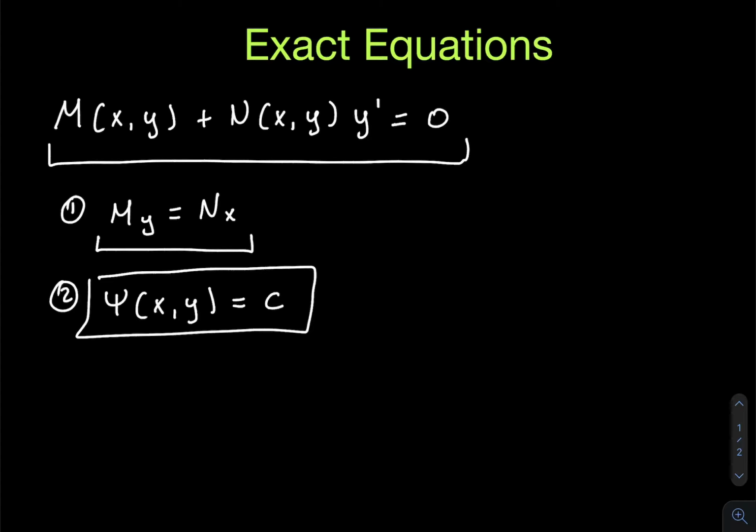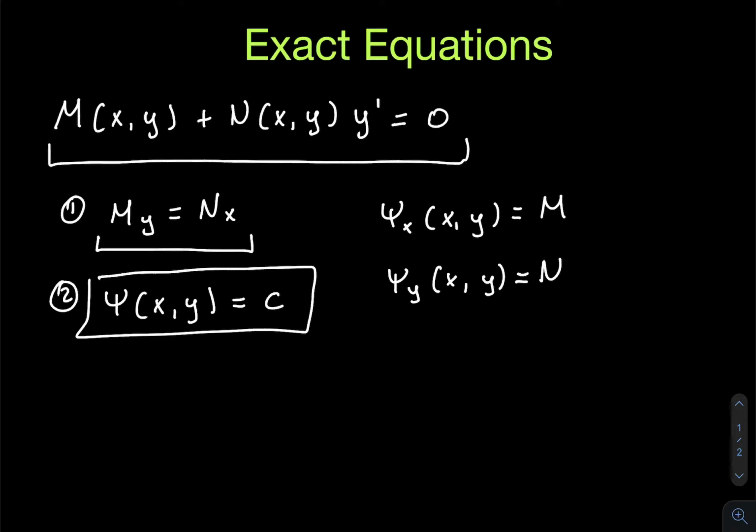But how to find psi? In order to find psi, the partial derivative of psi with respect to x must be equal to my function M, and the partial derivative of psi with respect to y must be equal to N. So then we have a system of equations with two unknowns, and we can solve for this. We need two equations to solve the system. But again, let's solve this with a problem.